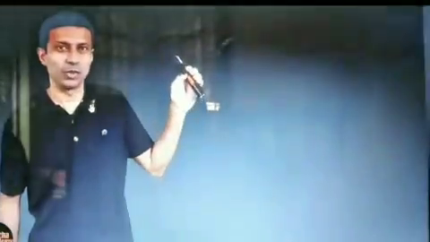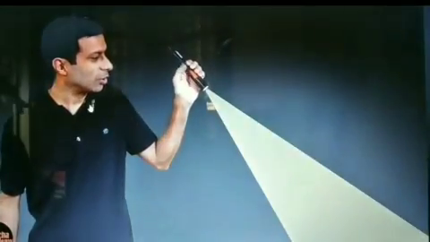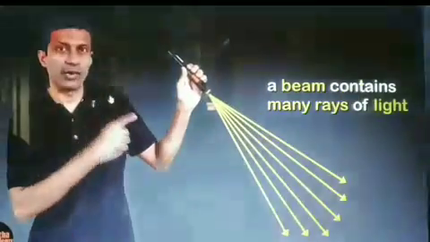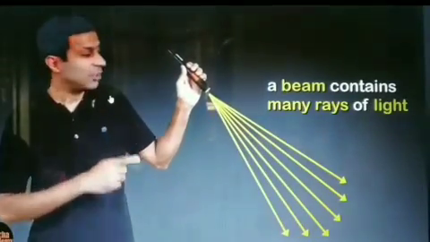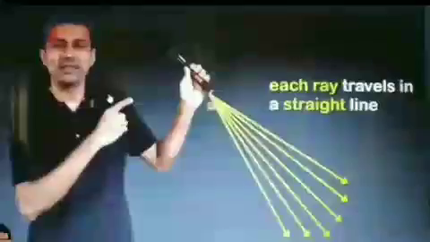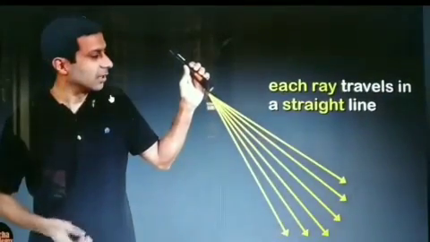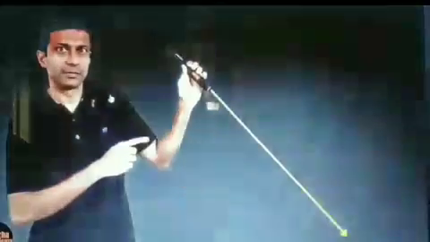I have this torch here with me. When I switch on the torch, it gives out a beam of light. A beam is composed of many rays of light. As you can see, each ray is traveling in a straight line. Now for simplicity, let's consider a single ray of light.